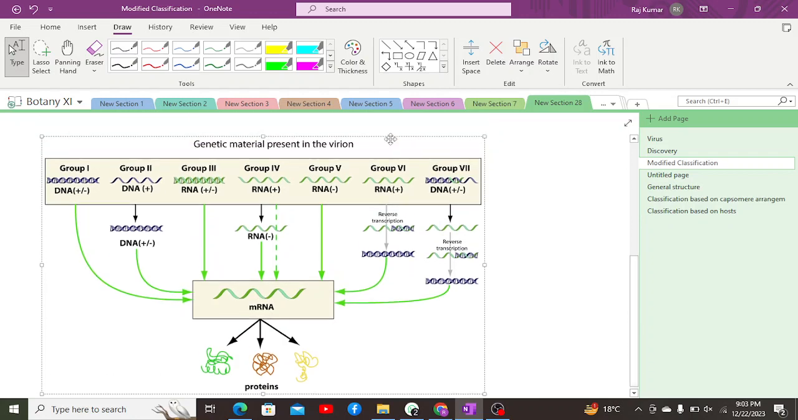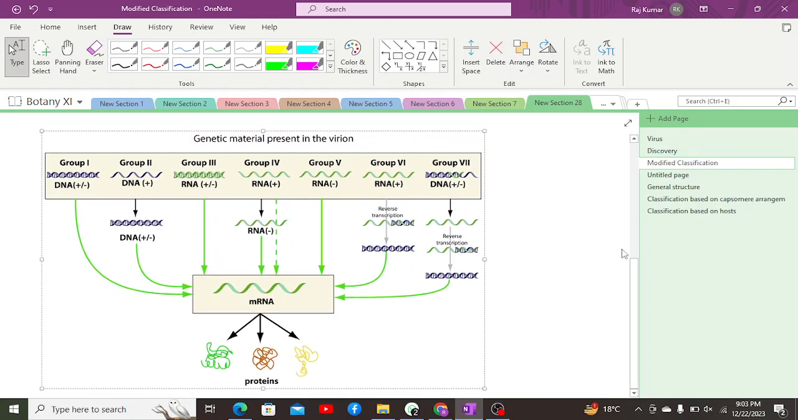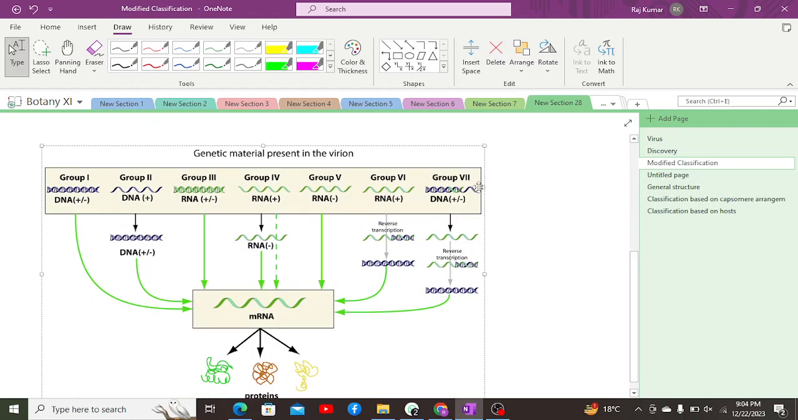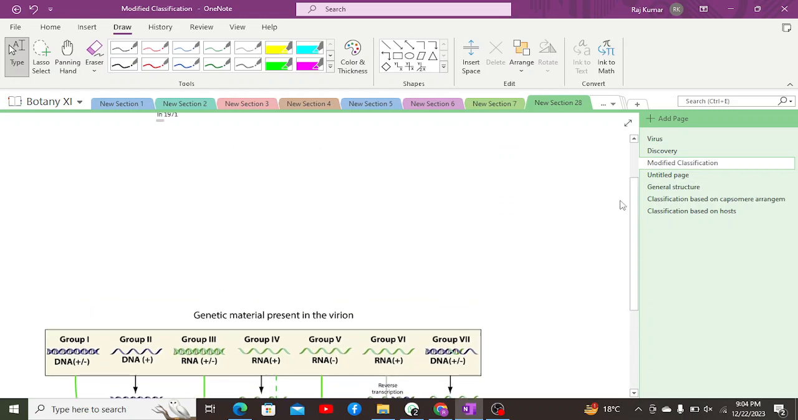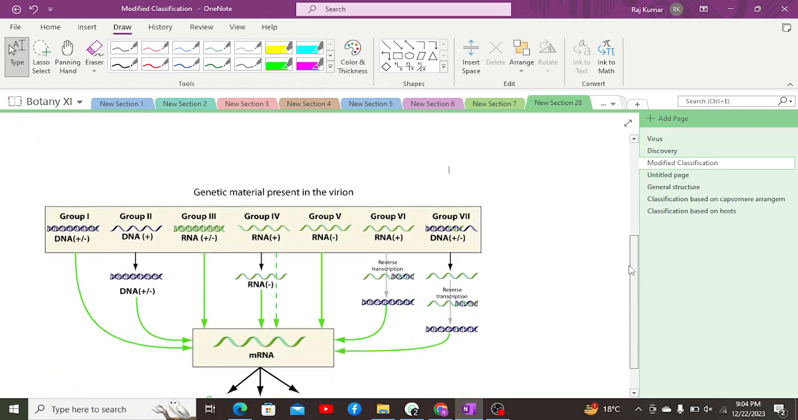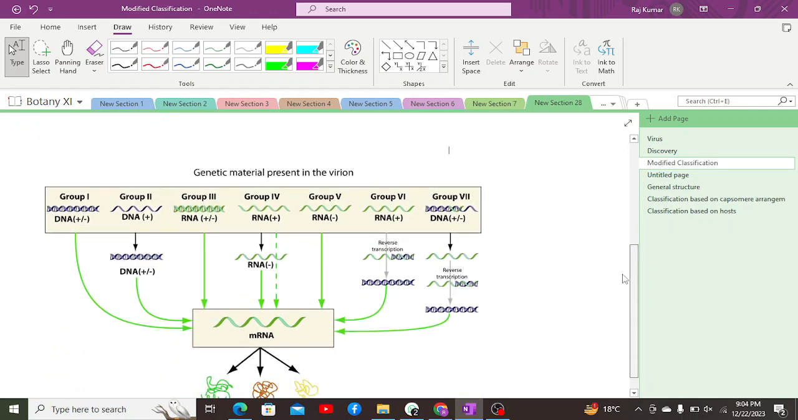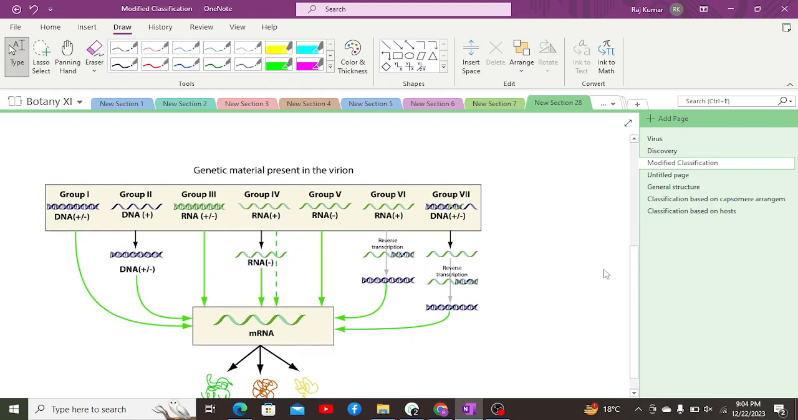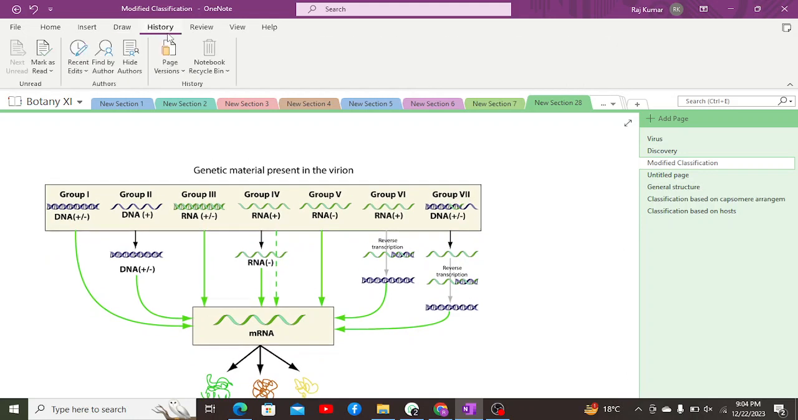As you can see, on the basis of the genetic material, the genome, as well as their mode of replication, viruses were classified into seven major classes. Recently, in 2018 to 2019, the Baltimore classification was further modified on the basis of ancestral evolution.